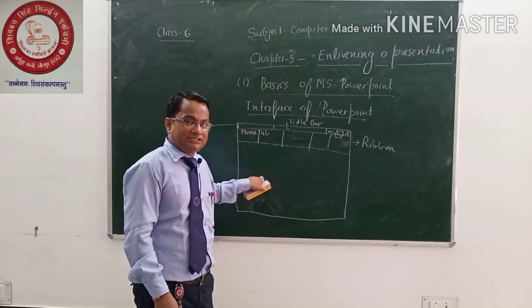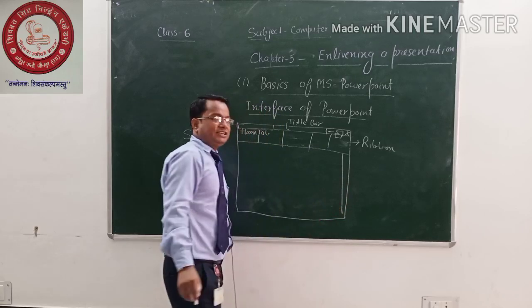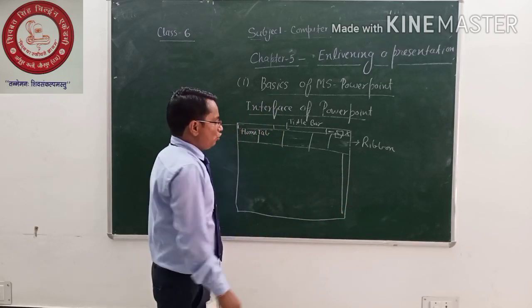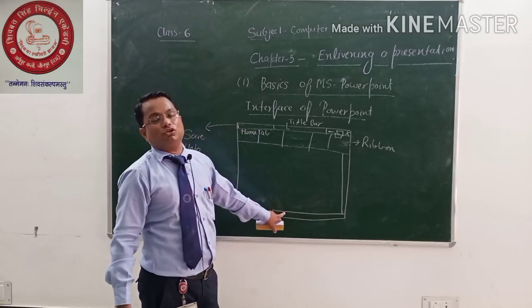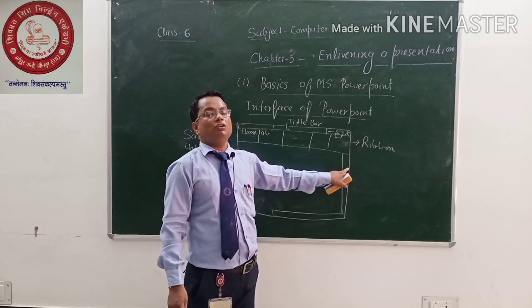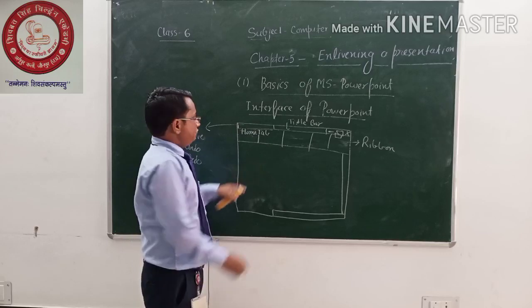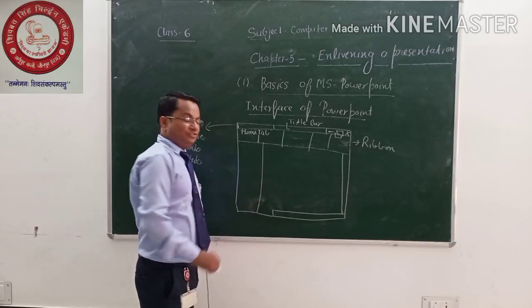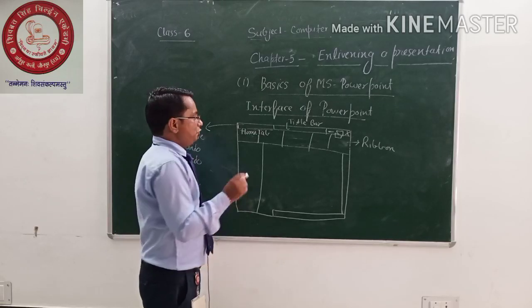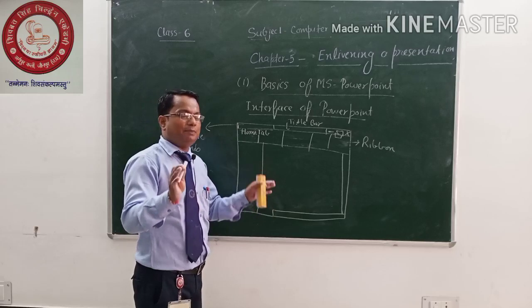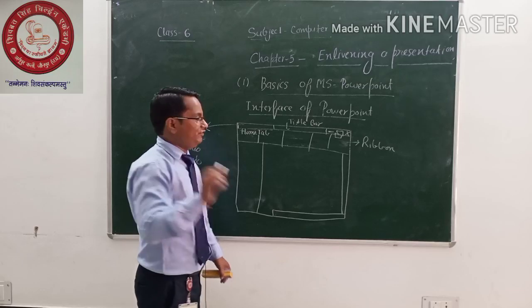Now, in the interface, if you look at the right side, there is a scroll bar, and one more scroll bar on this side. So this one is called the horizontal scroll bar and this one is called the vertical scroll bar. And this is a kind of navigation pane where you are able to see the thumbnail of each and every slide.